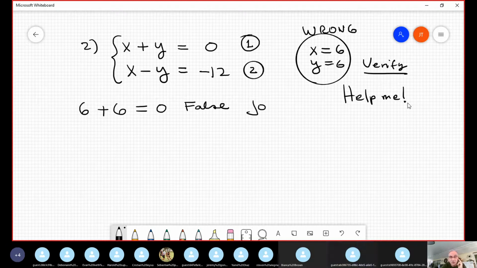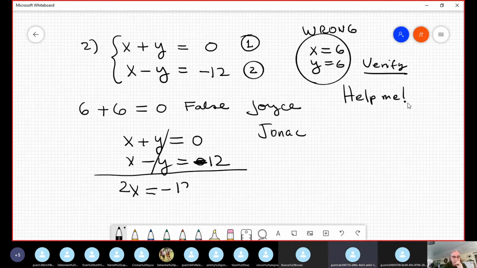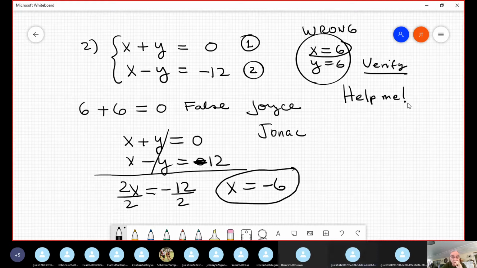Okay. This is Joyce's way, and Jonah's way is okay. I agree. It's good. You add the equations. This is 2x. Exactly as you say, no? This cancels out. This is minus 12. So it's gonna be 2x equals negative 12. Divided by 2, and then x equals negative 6. So it's gonna be false either way. Negative 6 is not equal to positive 6. That is the reason we get the same conclusion: wrong. Any question? No, sir.